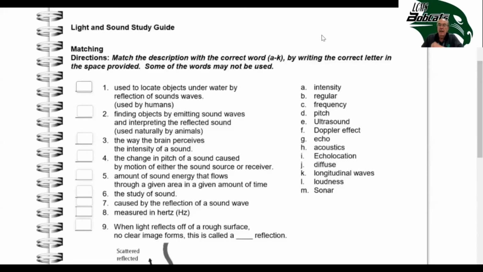Okay, welcome back. Today we're working on the study guide, and we finished the unit on sound and light. So this is a review before you take the test. I wanted to go over this with you.